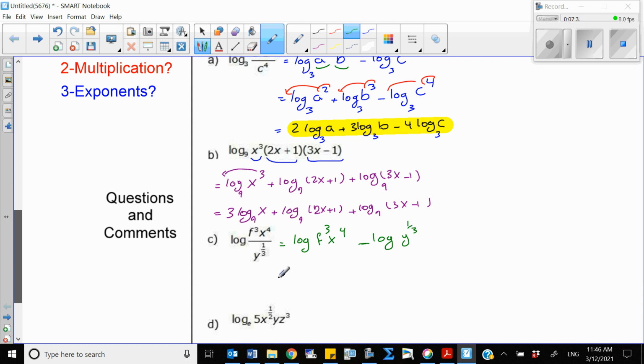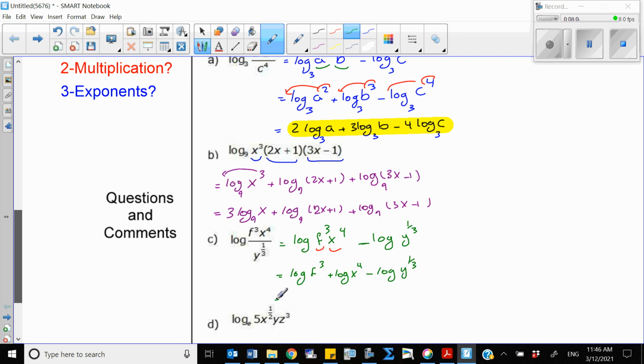Next step, do I have multiplication? Yes. So here I am multiplying f to the 3 times x to the 4. So I can write this as a sum of logs. It will be log of f to the 3 plus log of x to the 4. Do I have any multiplication here? No. So I'm just going to write this here for now.